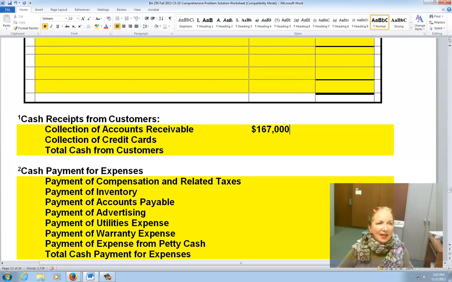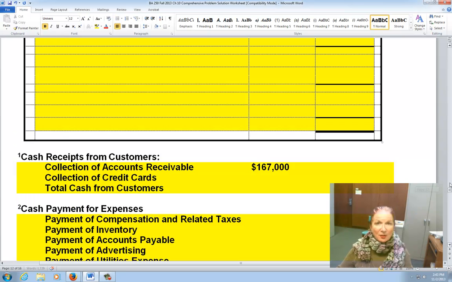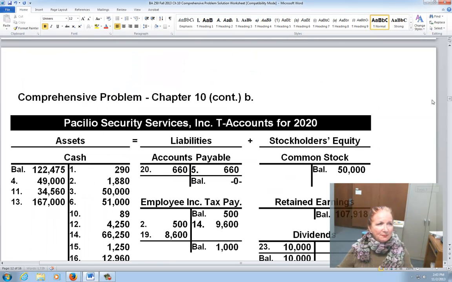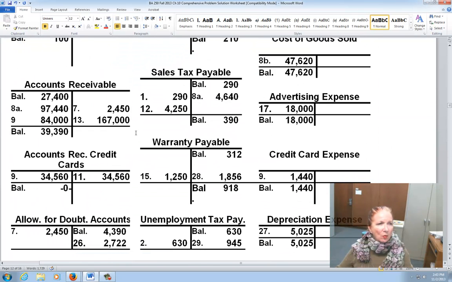So, collections from accounts receivable. Then I have to say, okay, collections from my credit cards. So I do the very same process. I go back to my T accounts and find my credit cards, which are going to be right below accounts receivable because they follow right in order together.